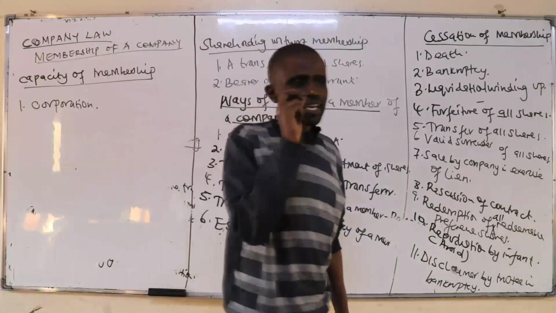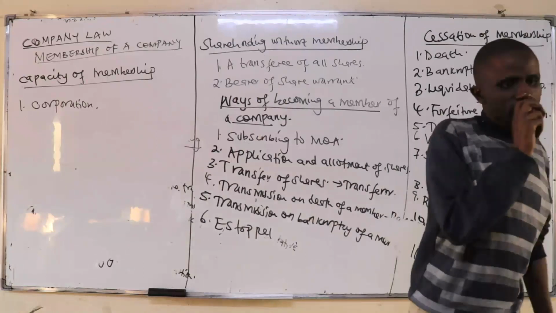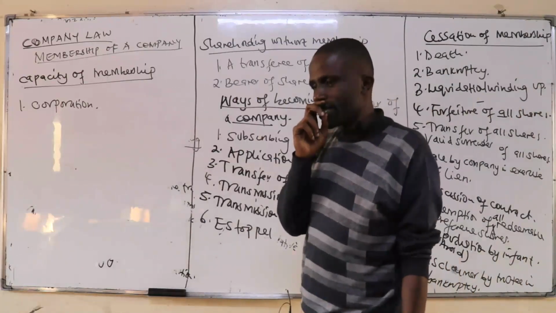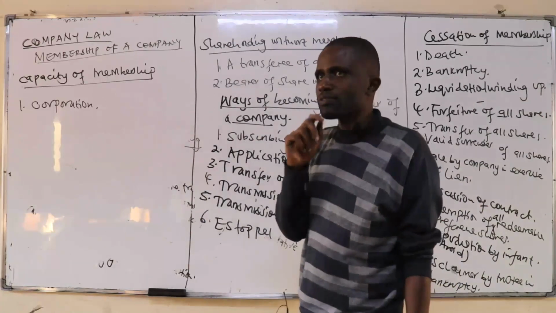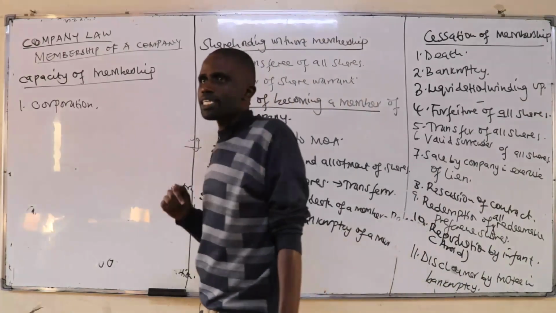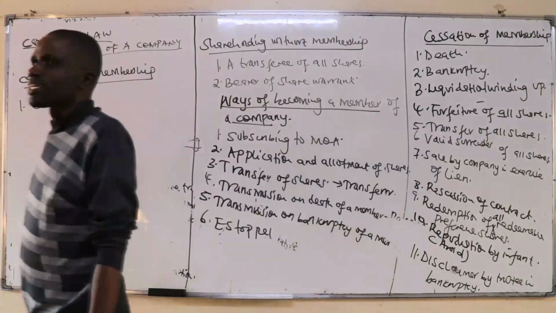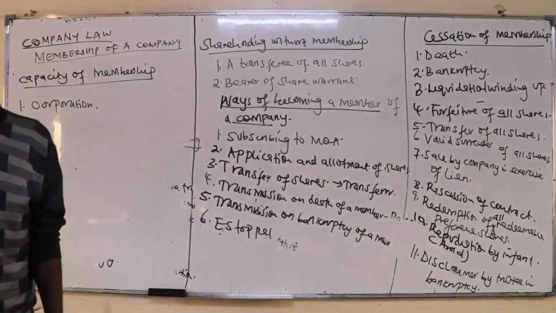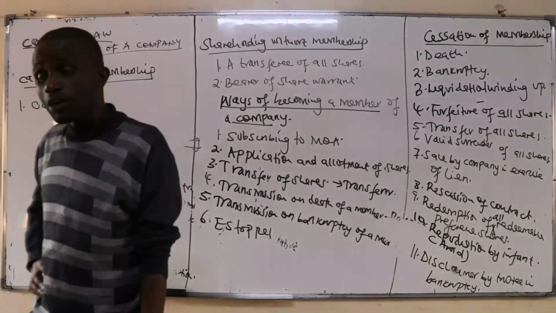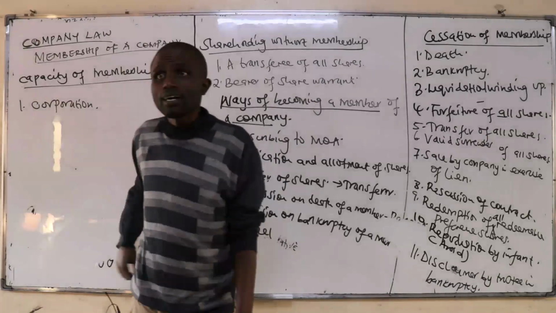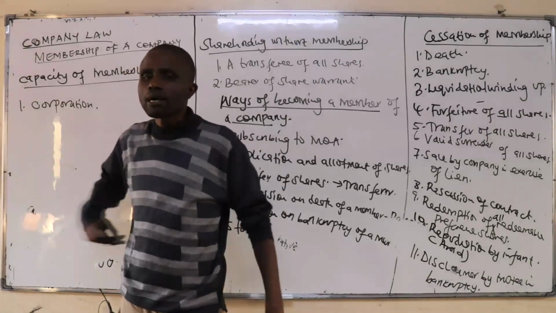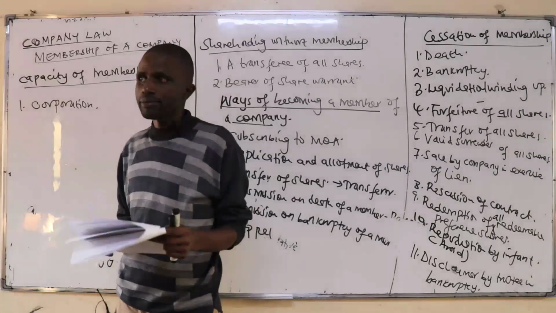Now I get another question. Describe three legal requirements for a company to be a subsidiary of another one. 6 marks. Let's read it. Describe 3 requirements for a company to be a subsidiary of another one.